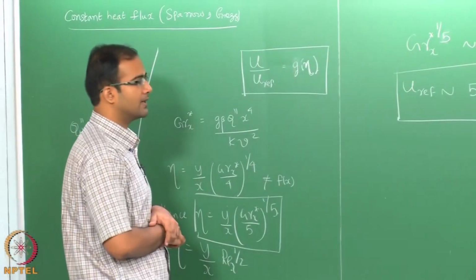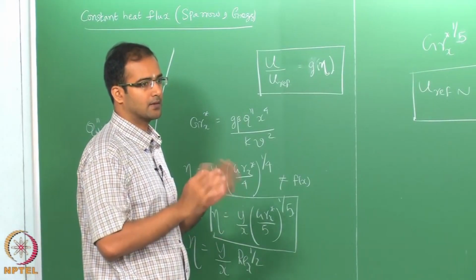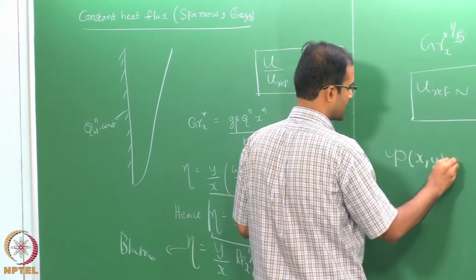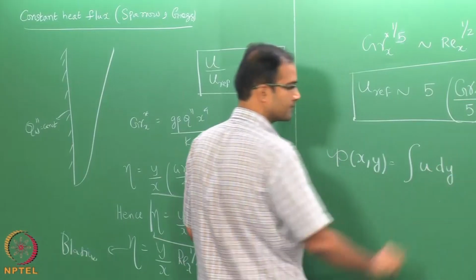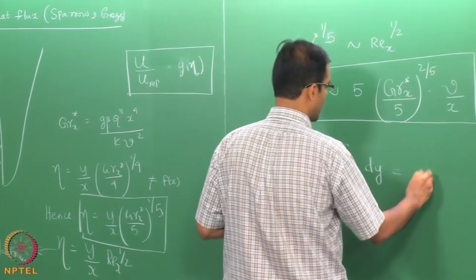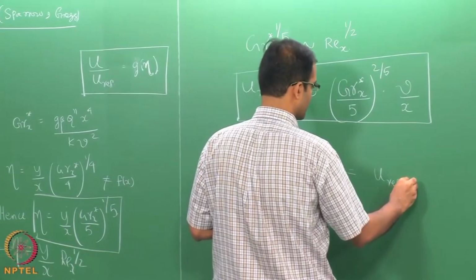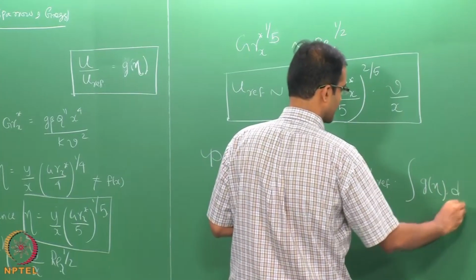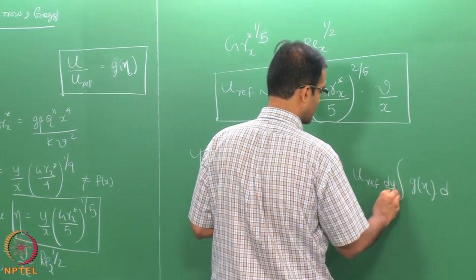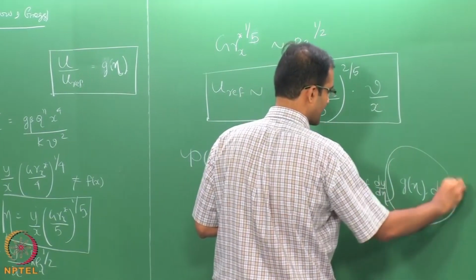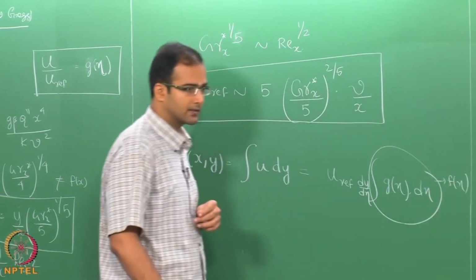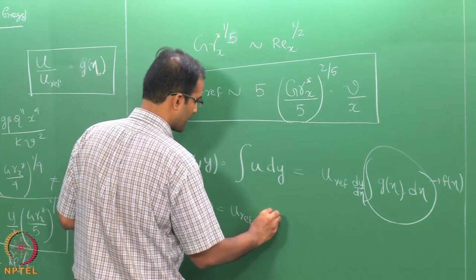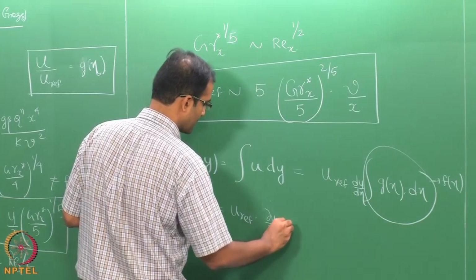Now we can find out the corresponding transformation of the field from x y to eta by using psi. Psi is nothing but the integral of u dy. We substitute u reference and write this as integral g of eta into dy, as dy by d eta into d eta. We take dy by d eta out, and the integral of g eta d eta is what you call f of eta, another function. Therefore psi is equal to u ref into dy by d eta into f of eta.